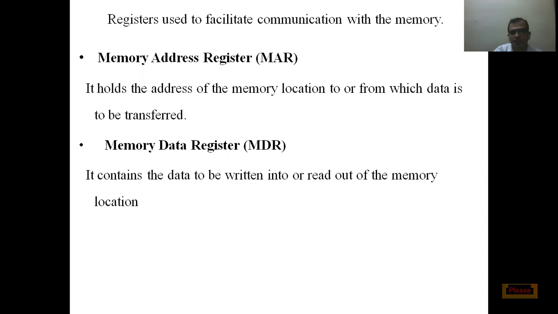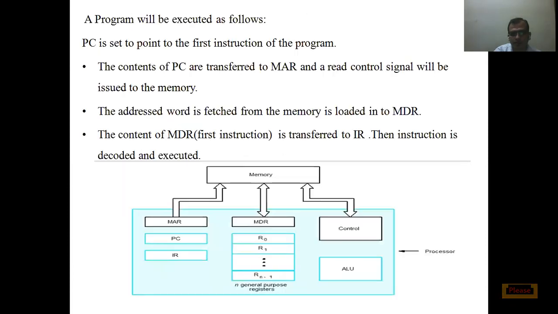The following registers are used to facilitate the communication with the memory. The memory address register, called MAR, holds the address of the memory location to or from which the data is to be transferred. MDR stands for Memory Data Register. It contains the data to be written into or read out of the memory location.